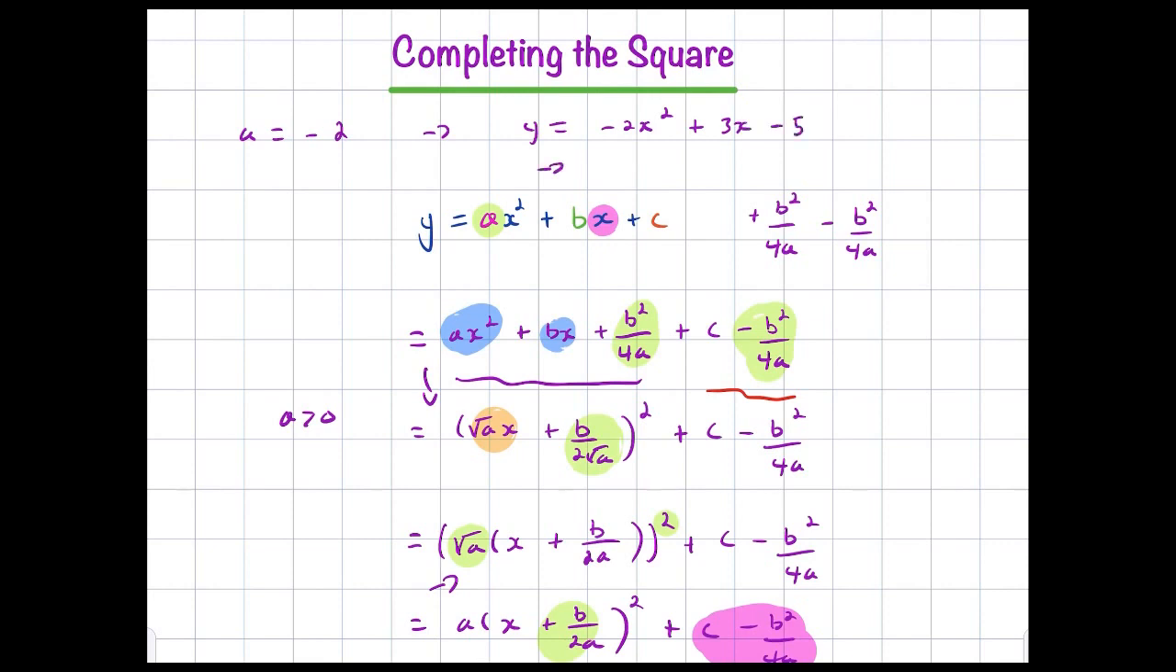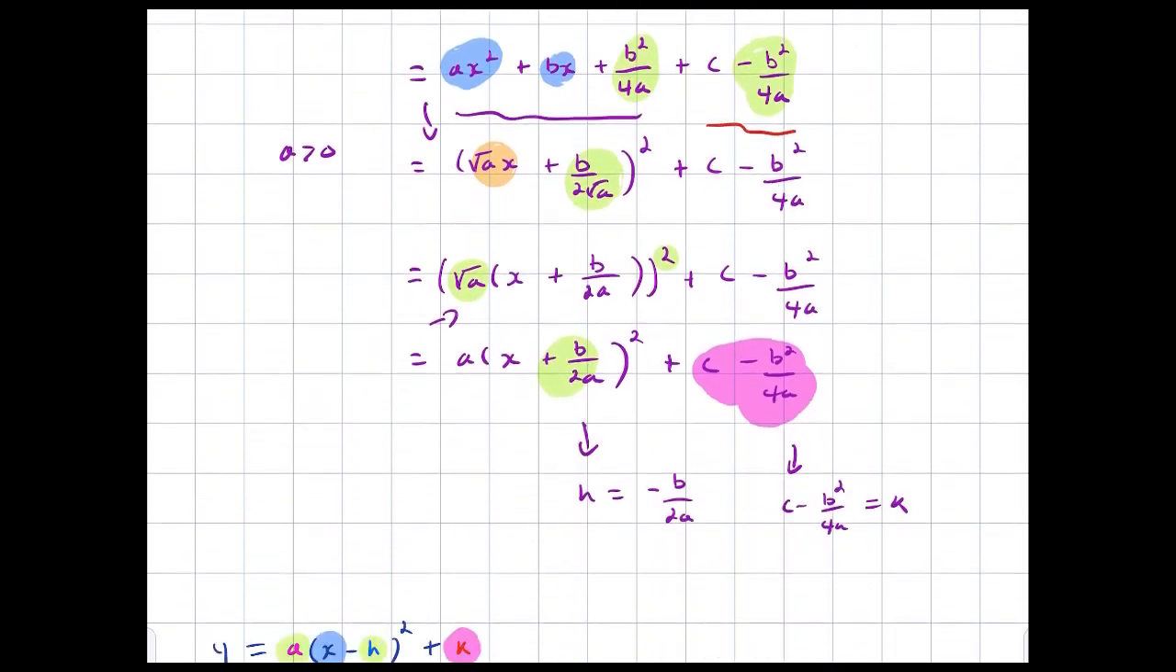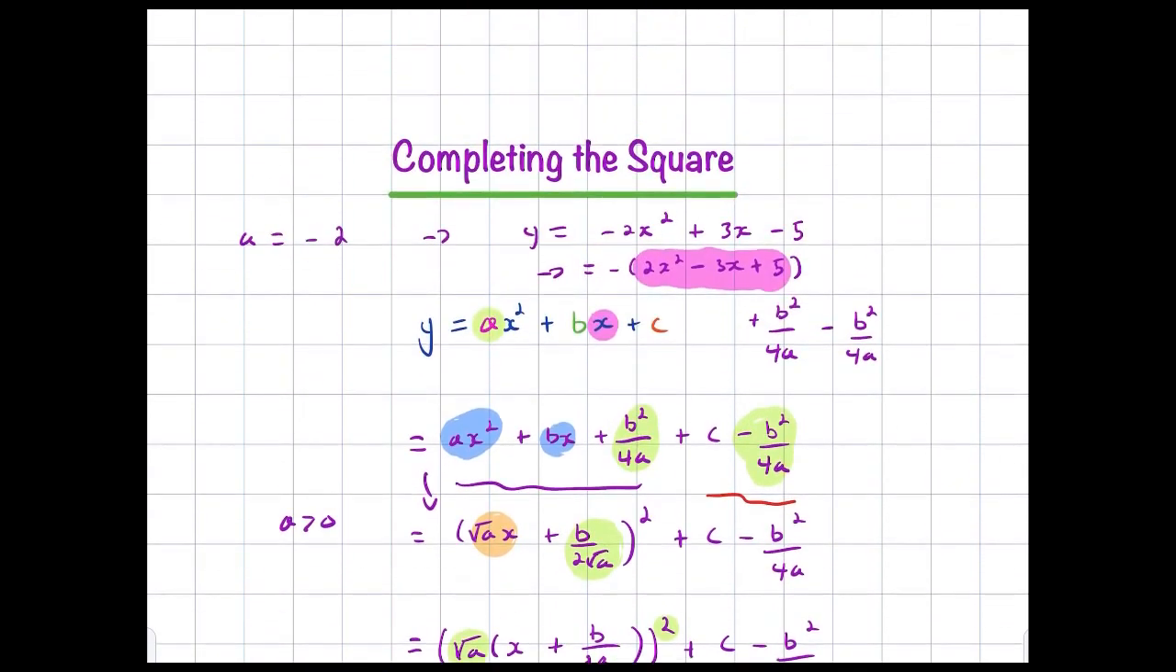Well, what am I going to do? I can't take the square root of -2, but I can factor out a negative and write this as -(2x squared minus 3x plus 5). And then I can go through the exact same process using this 2x squared minus 3x plus 5, do all of this stuff, taking the square root of a, getting my nice completed square formula, and then at the end, whatever I have, I just multiply it through by this -1. Just don't forget to multiply back through by -1.